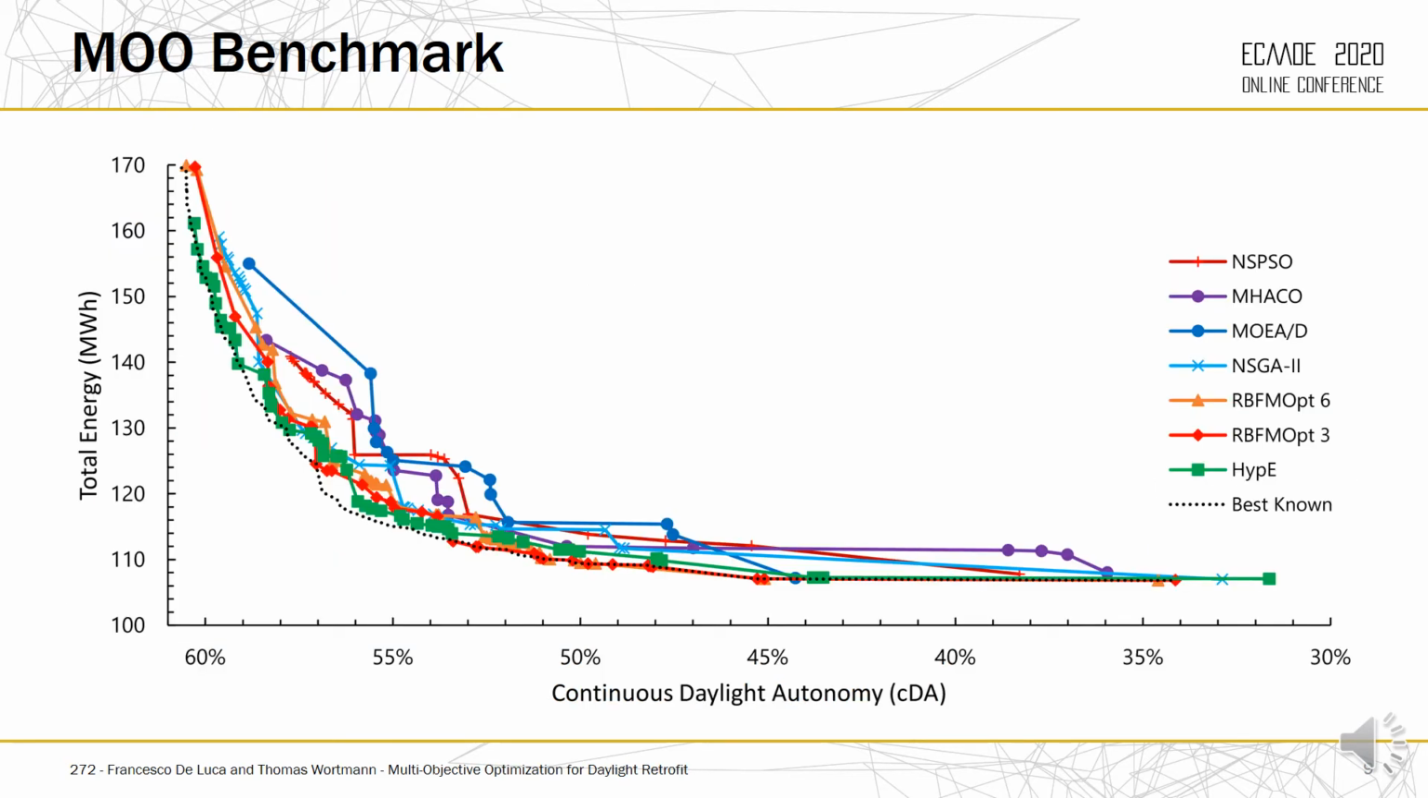Our results reveal that, perhaps intuitively, there is indeed a trade-off between energy consumption and daylight quality. According to the best-known front, the dotted line, energy consumption stays roughly constant until a continuous daylight autonomy of 45% and then rises, with a sharp increase starting at about 57%. This picture is represented accurately by the Pareto fronts found by RBF-MOPT and HYPE, and less accurately by the other algorithms. In other words, the quality of the insights derived from multi-objective optimization depends on the algorithm.